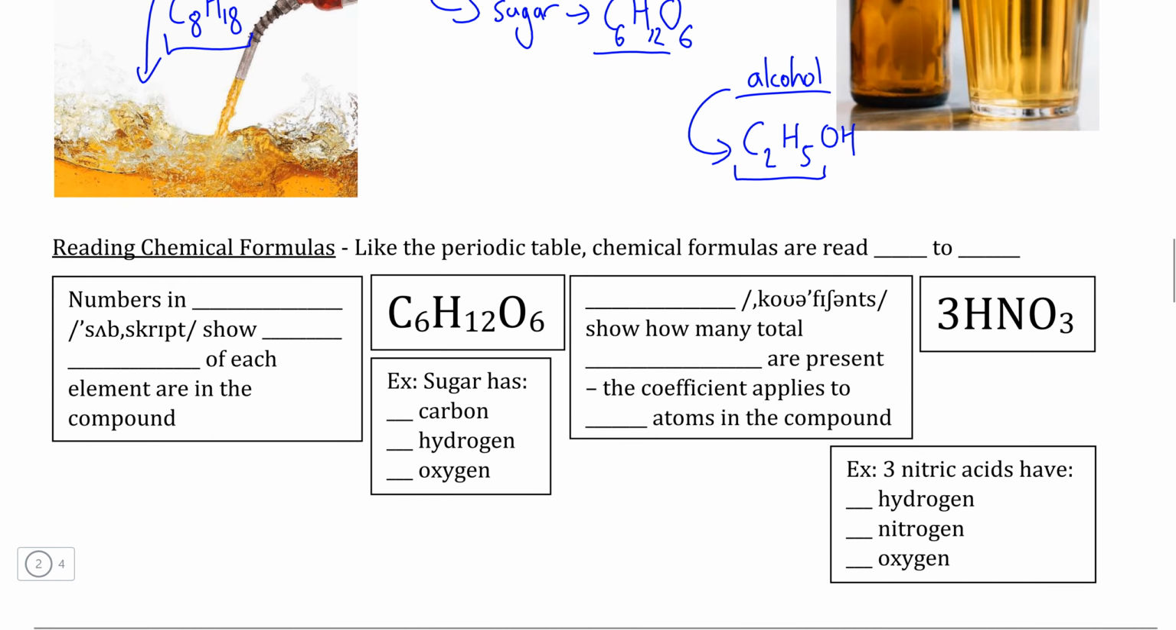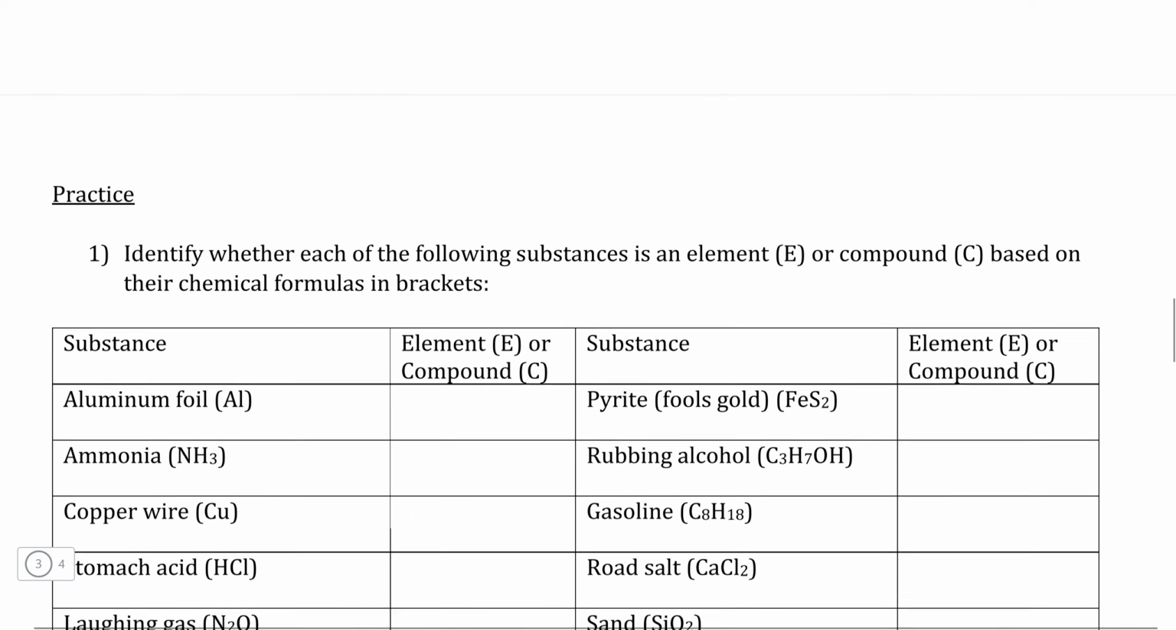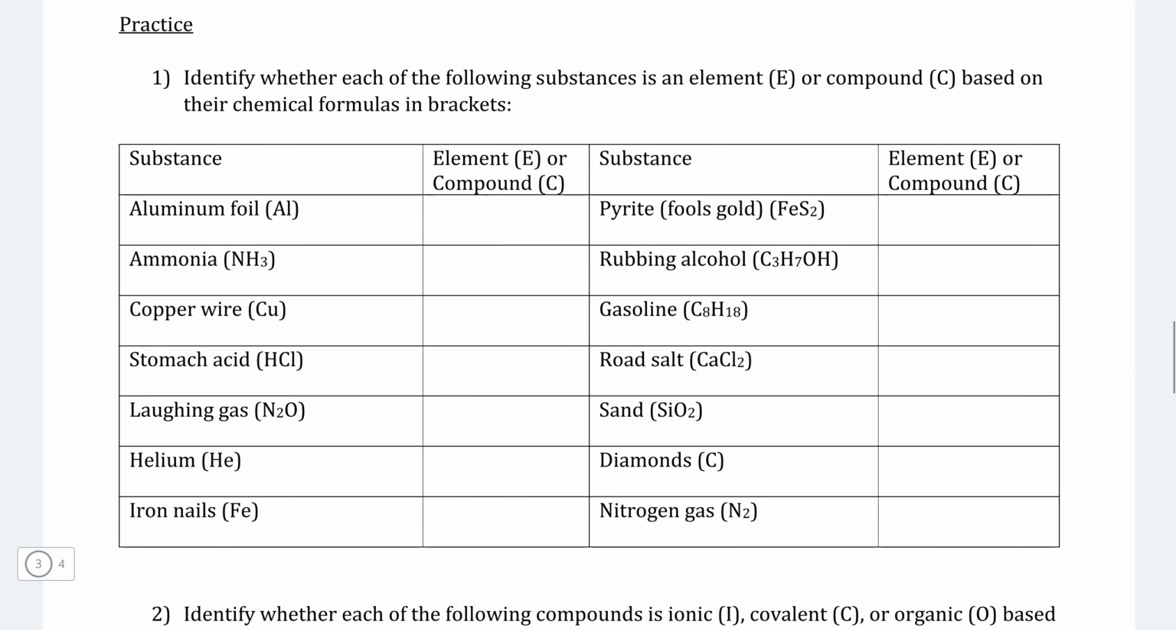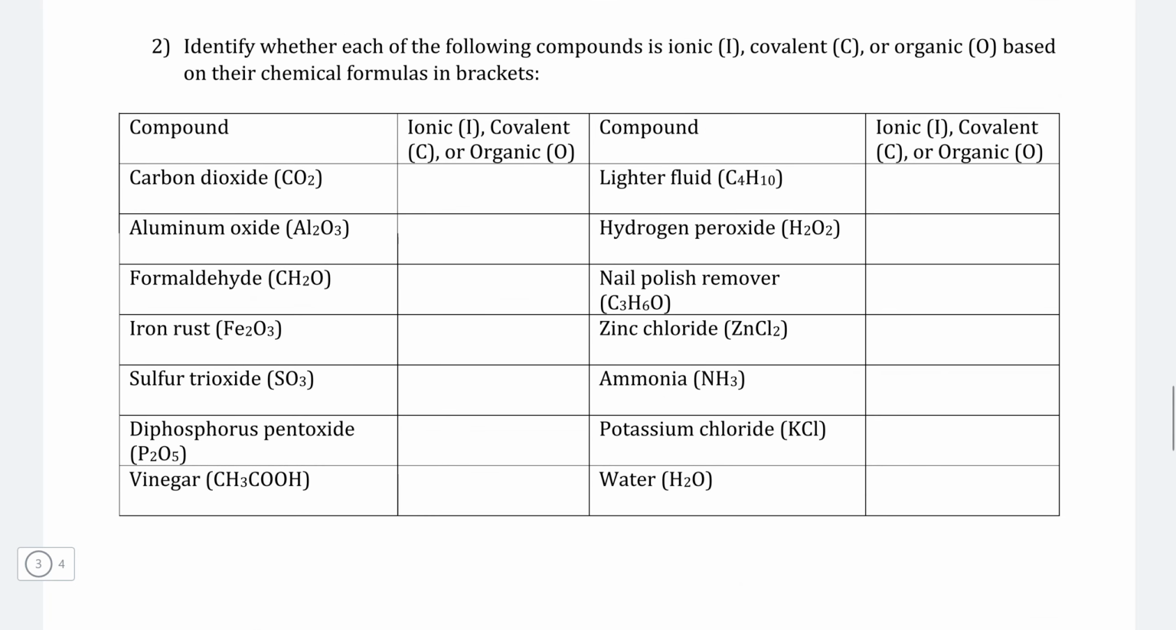In the next video, we're going to be taking a more detailed look at how to read chemical formulas and how to understand how many of each atom are required in order to make a compound. Before that, though, you can try the practice problems below just to make sure that you can distinguish between an element and a compound, and then, based on the chemical formulas that are given, distinguish between ionic, covalent, and organic compounds.